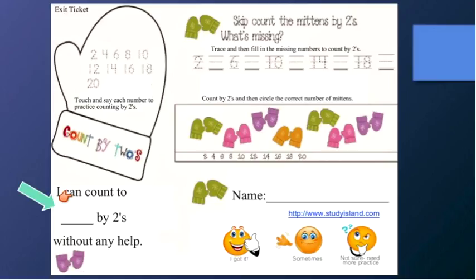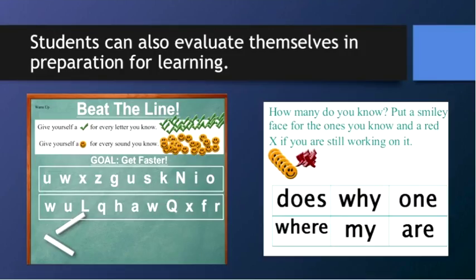So think about the I can statements and the objectives for your lesson and how you could implement something like this, where they specifically state what they can do relative to today's goal. We do a lot of self-evaluation in preparation for learning. It doesn't have to be at the end.